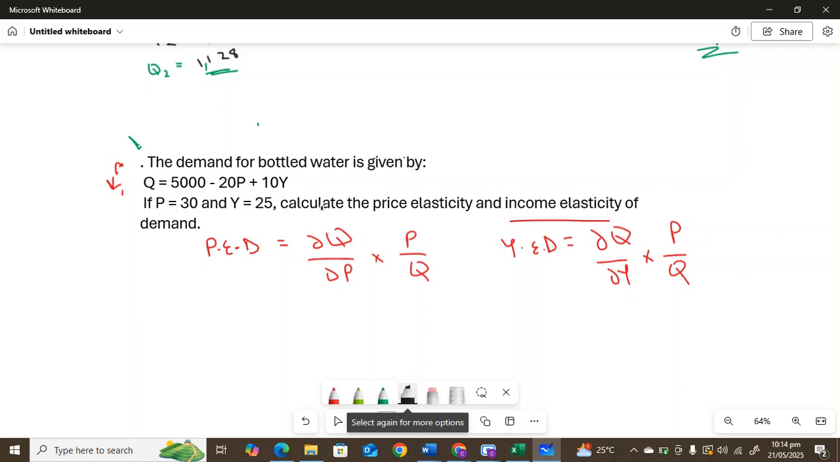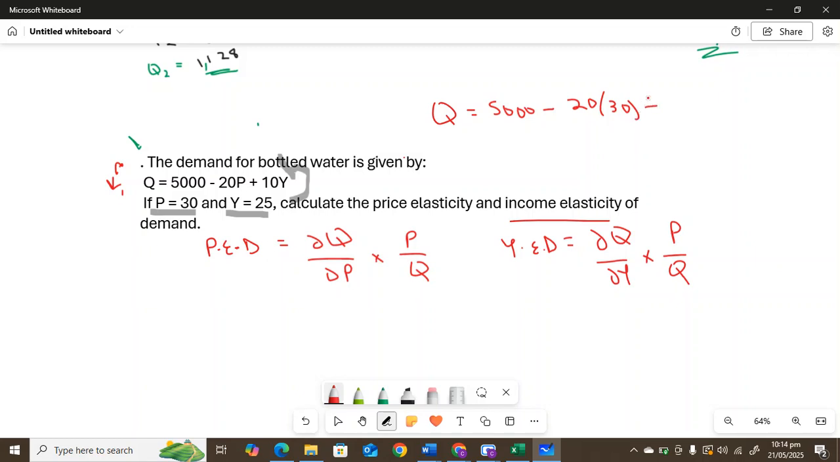First thing that you need to do with these questions, since you have been given p equals 30 and y equals 25, is substitute these values into the demand equation. So it's going to be Q equals 5,000 minus 20, where there's P, substitute it with 30, plus 10Y, where there's Y, substitute it with 25. Let's get the quantity demanded.